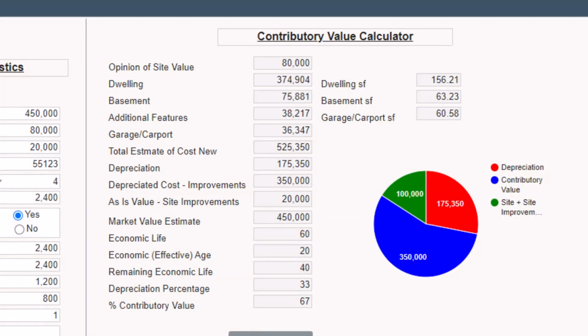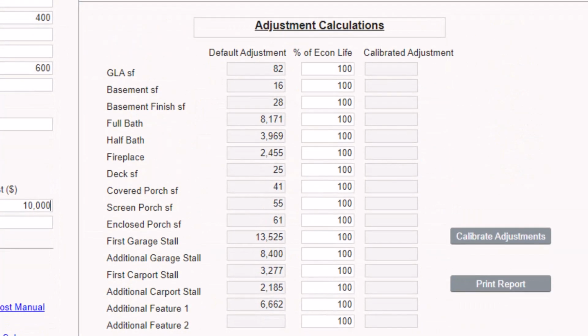Bottom right, there is a column labeled Default Adjustment. This data assumes that every component of the house depreciates at the same rate. The formula is remaining economic life divided by economic life times the marginal cost of each component. The center column allows you to modify the assumption that economic life is the same for all components.